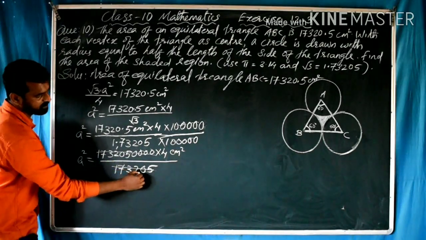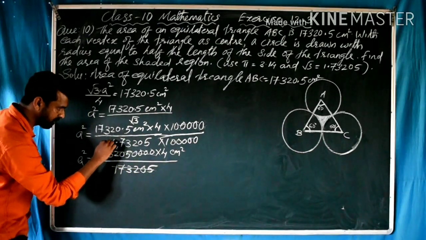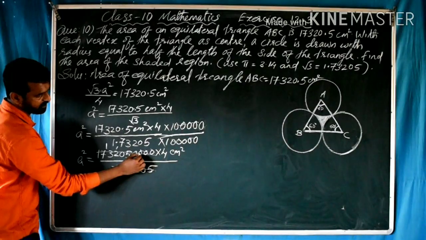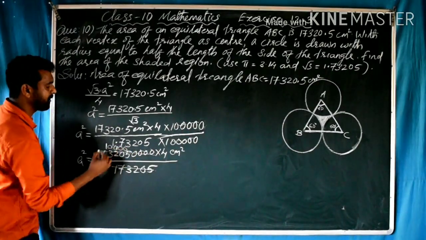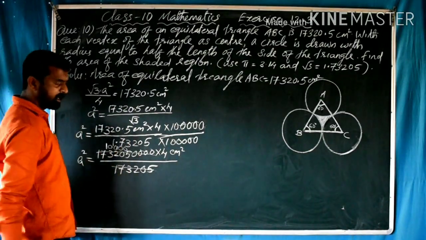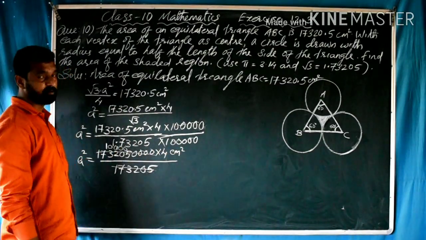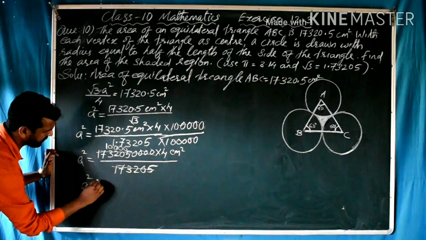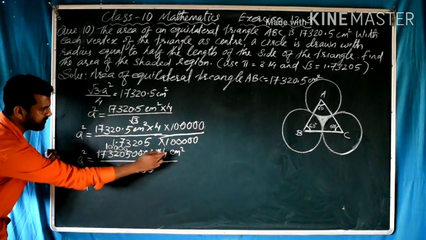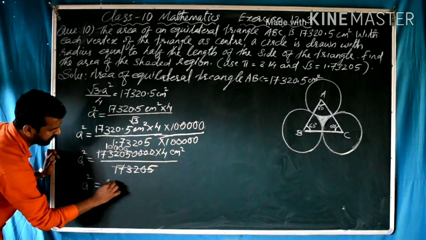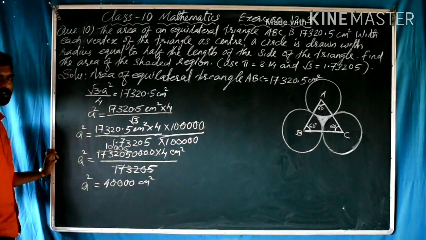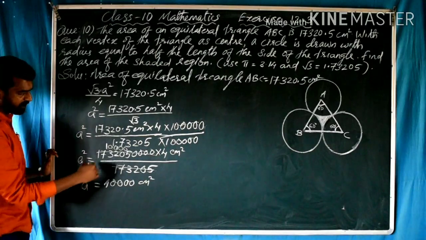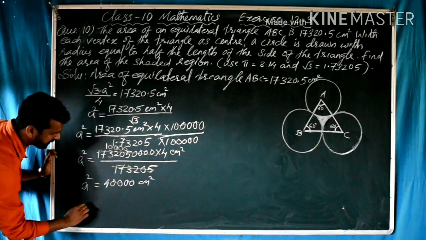1,73,205 divided by 1,73,205 is equal to 1. And how many zeros are here? 1, 2, 3, 4 zeros are there. That is 10,000 into 4 centimeter square. So A square is equal to 10,000 into 4 centimeter square, that will come 40,000 centimeter square. Now the square we have to transpose to the right side to get the value of A.